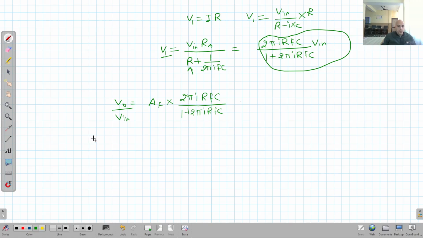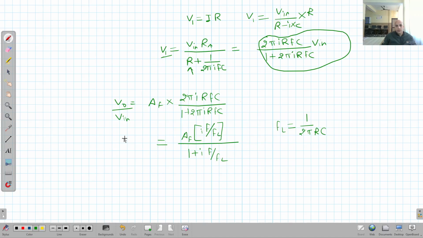So I can further modify it. I can write it is equal to AF into j f upon fL, divided by 1 plus j f upon fL. Here fL is equal to 1 upon 2 pi RC. Clear? 1 upon 2 pi RC. So if you put it here, you will get the same thing.